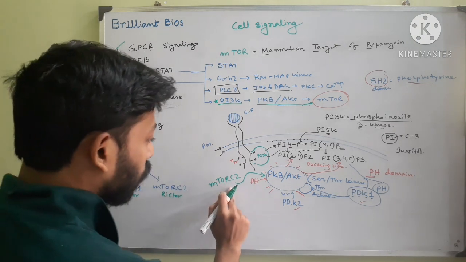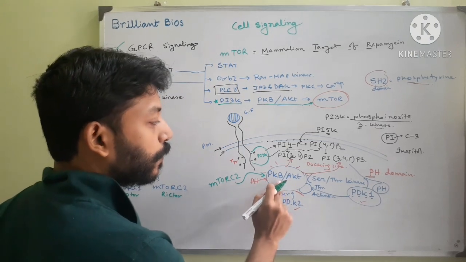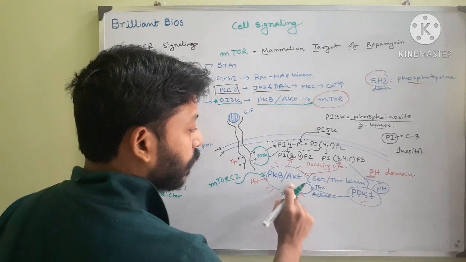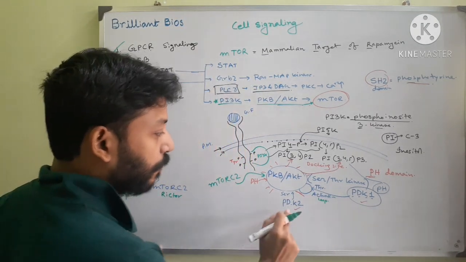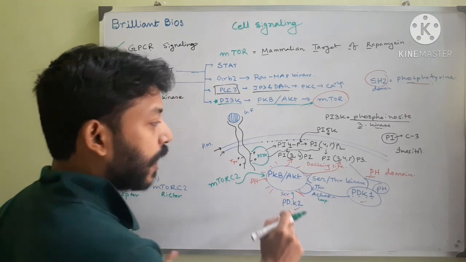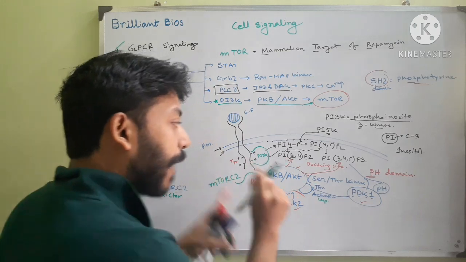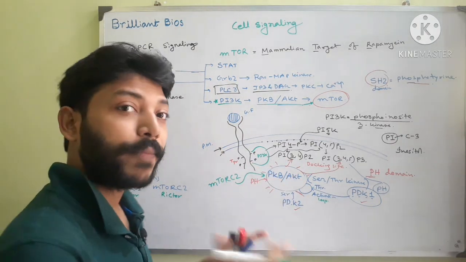This mTOR C2 helps in the activation of PKB because mTOR C2 changes the conformation of PKB so that PDK1 can phosphorylate the threonine position of the activation loop and it becomes activated. And by the way, PDK2 also phosphorylates at the serine position, and when both these kinases phosphorylate PKB, the maximum activity of PKB comes. Then it can function maximally.